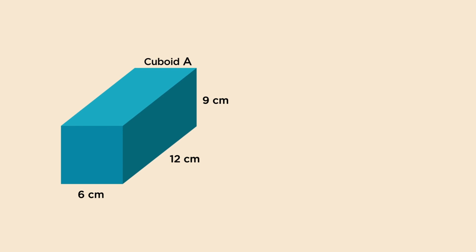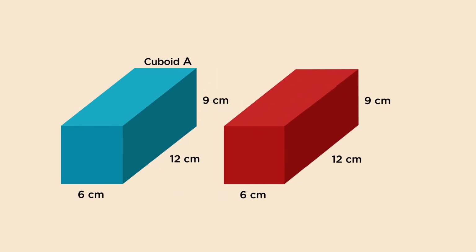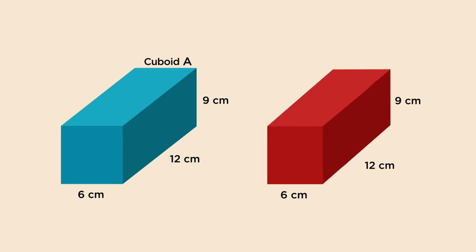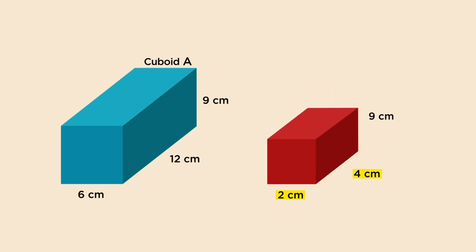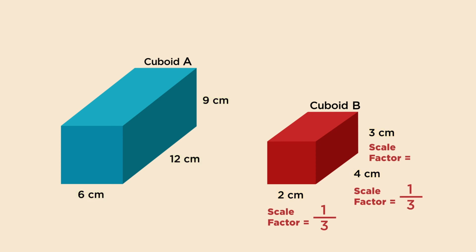This time, let's scale each of the dimensions by 1/3, meaning the length is reduced to 2 cm, the width is reduced to 4 cm, and the height is reduced to 3 cm. So how many times smaller is the volume of B to that of A? Well, since the length of each side is reduced by 1/3, this means the length of each side is scaled by a factor of 1/3.